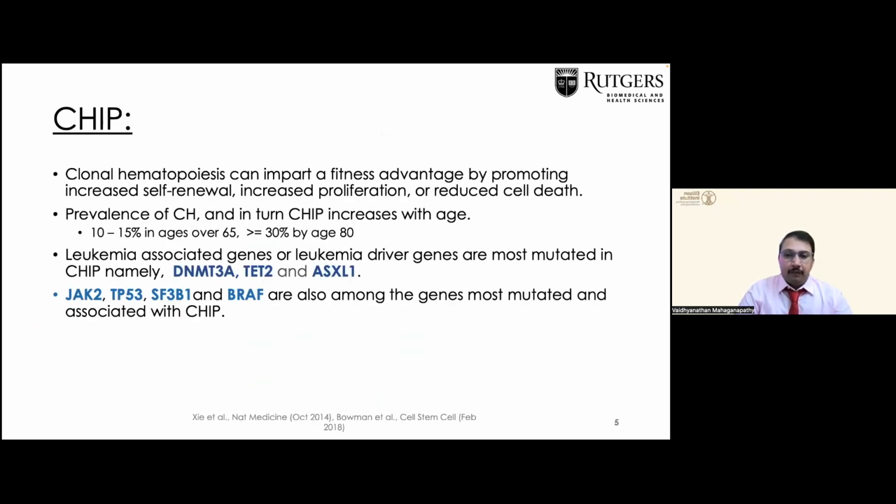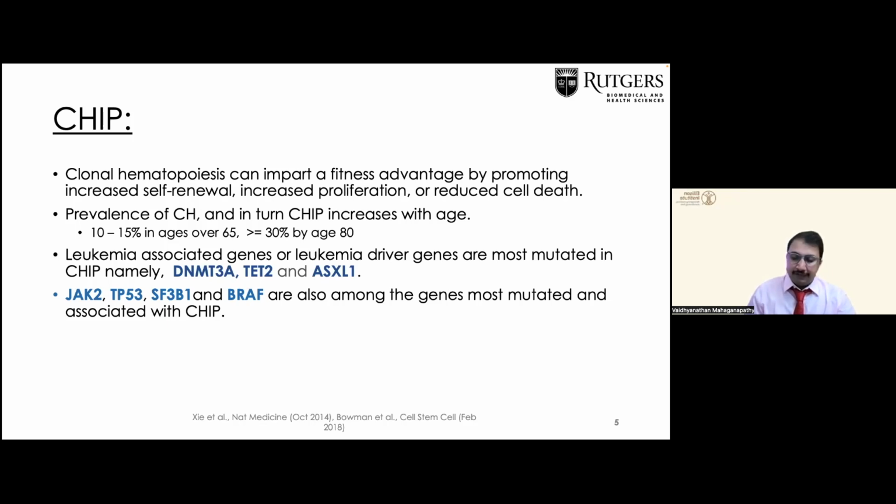With that said, why are we interested in studying CHIP? Well, clonal hematopoiesis in itself can impart fitness advantage to these clones. Now, this can happen via increased self-renewal or increased rate of proliferation or even reduced cell death. And the incidence of CHIP increases with increase in age. For example, in individuals aged over 65, the rate of detection of these clones is between 10 to 15%, and it increases to greater than 30% when we are looking at individuals over 80.